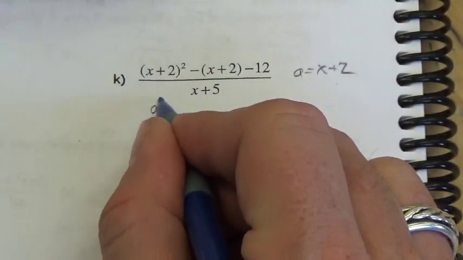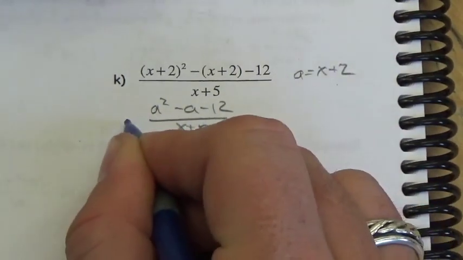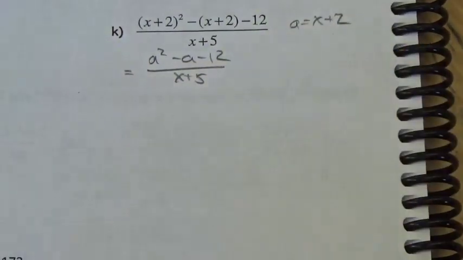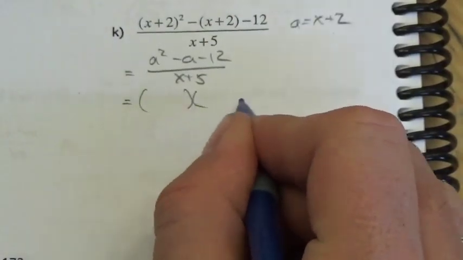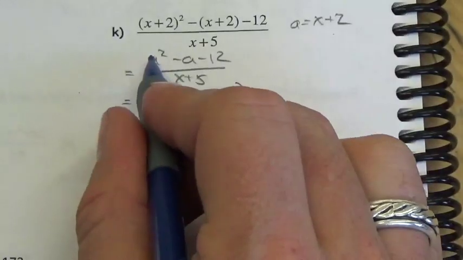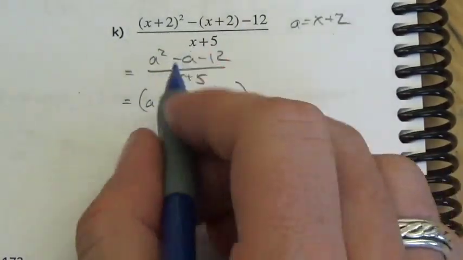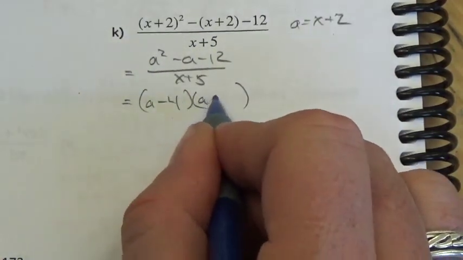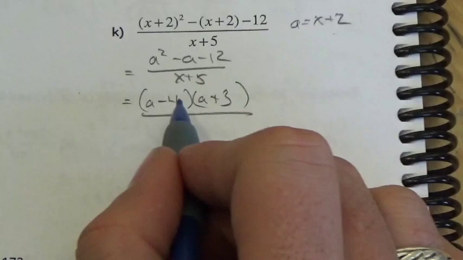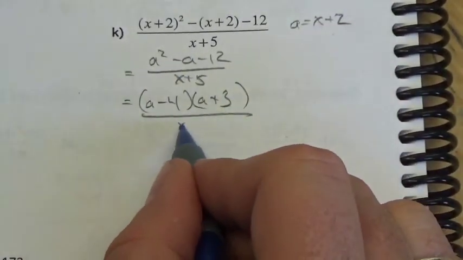So let's just treat this as a² − a − 12 over x plus 5, just to start off with. This is a very common tool used by mathematicians. Now, let's factor the numerator. a² − a − 12 is going to be a and a. And then the two factors of 12 that combine to give me negative 1 will be negative 4 and positive 3. So (a − 4)(a + 3) over x plus 5.